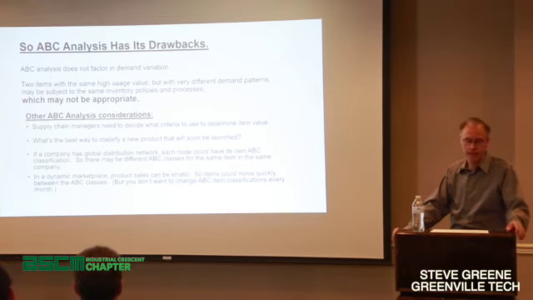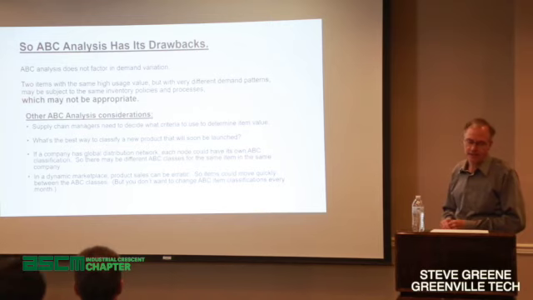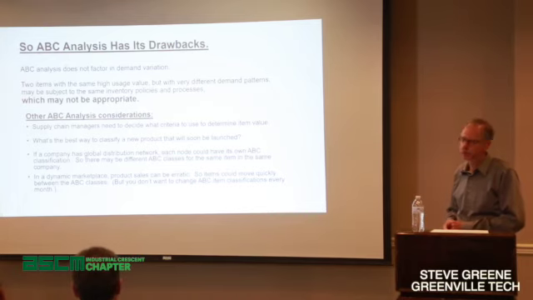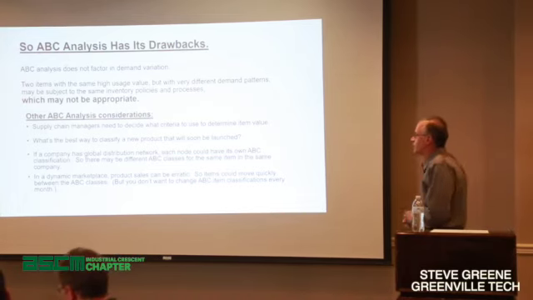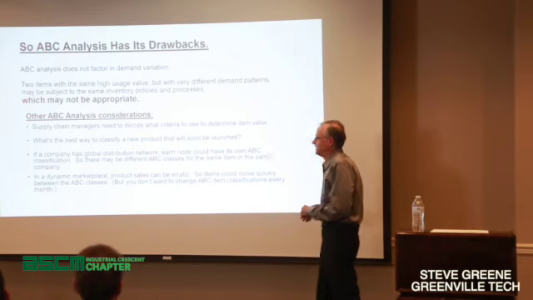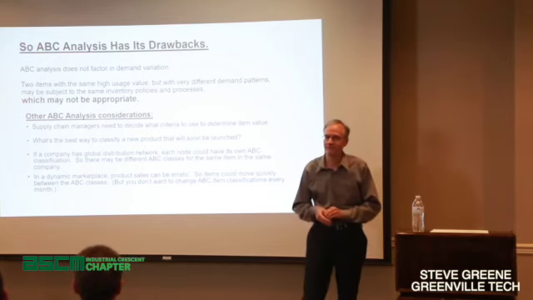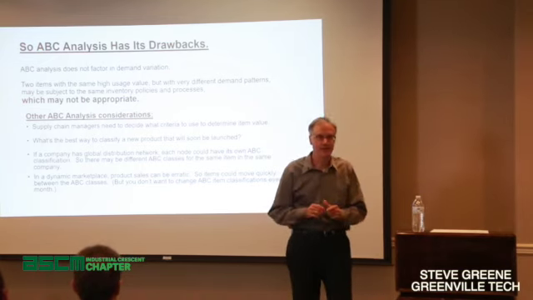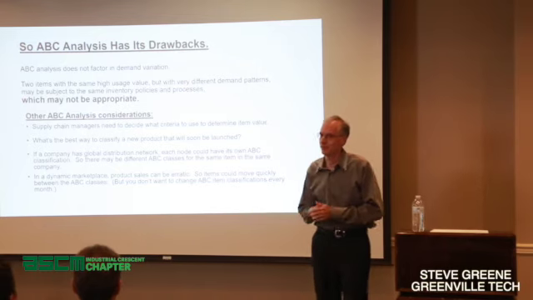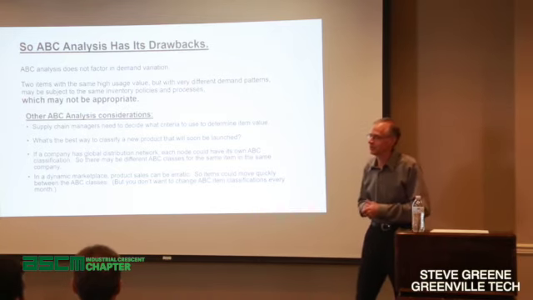And then the final one is, in a dynamic marketplace, product sales can be erratic. So items can move quickly between ABC classes. But you don't want to change the ABC item classifications every month. In fact, that could be an audience question at the end. If you don't want to do it every month, how often are you going to change it?